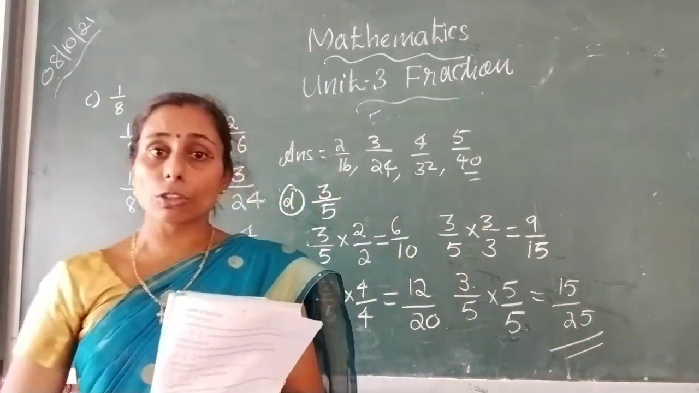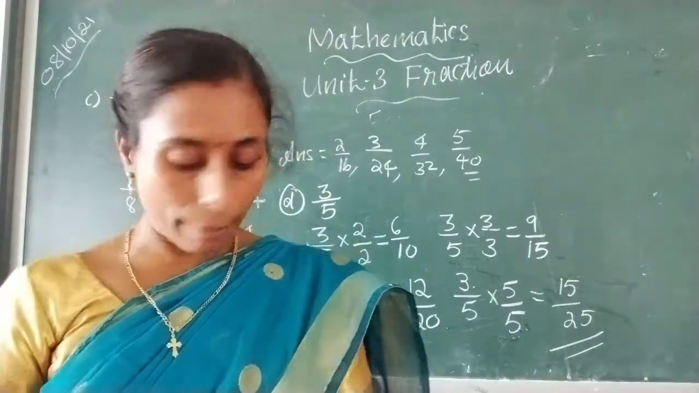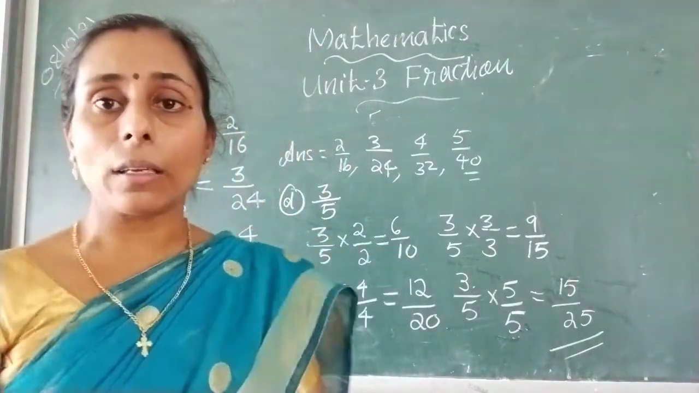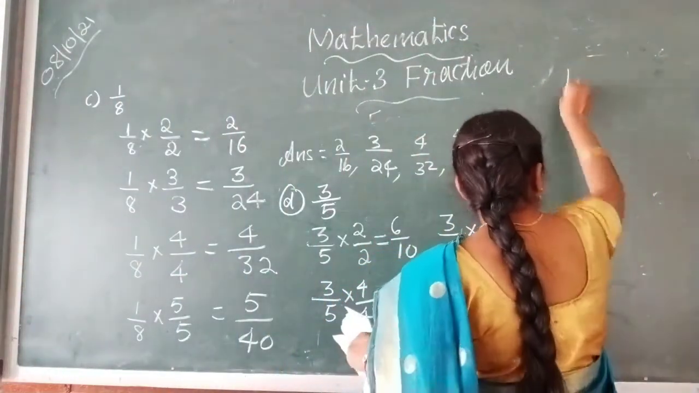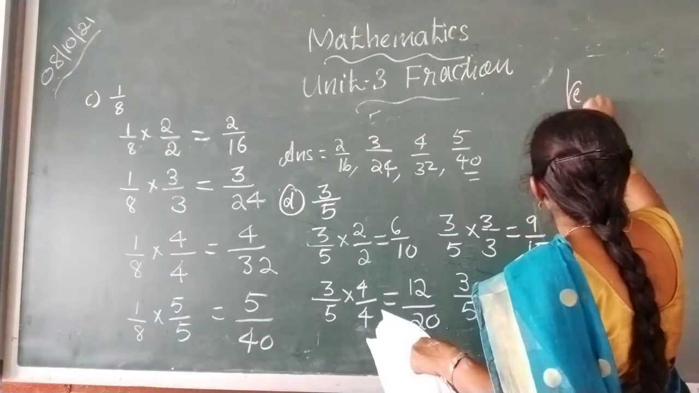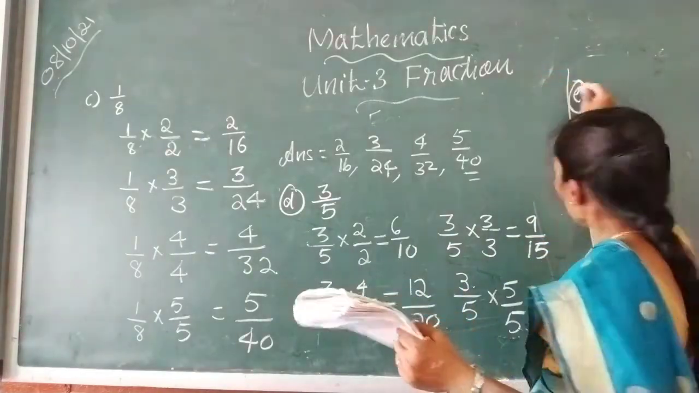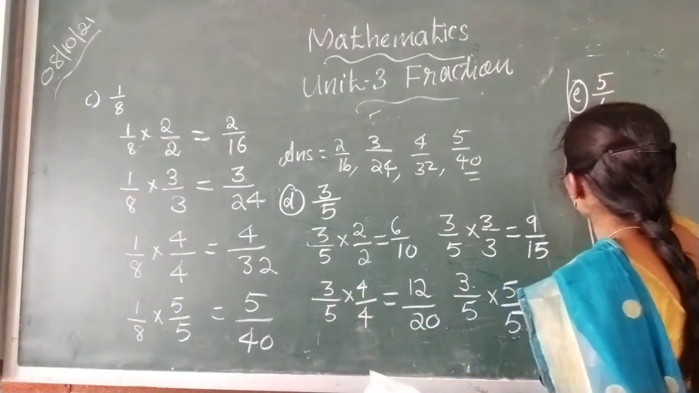Okay, this way we have to complete it. Question number D is over. Next, question number E. What is question number E? 5 upon 6.